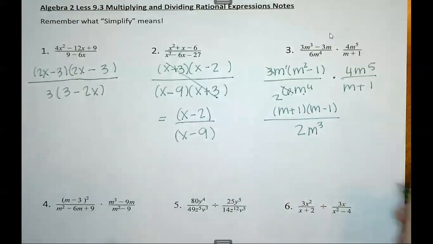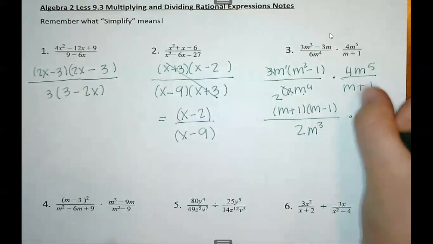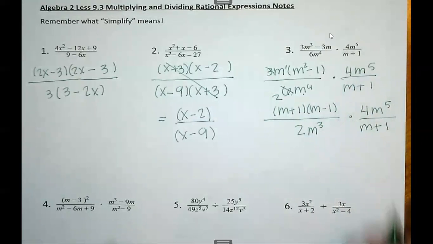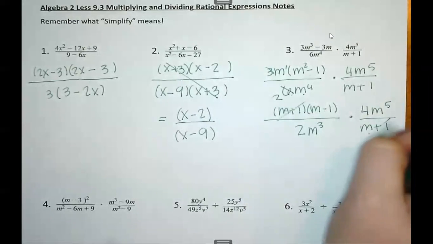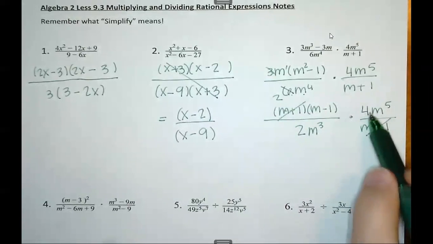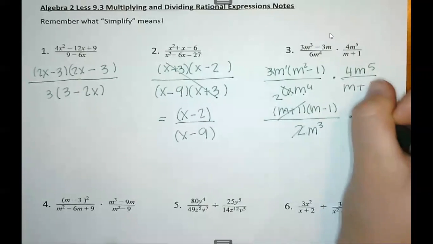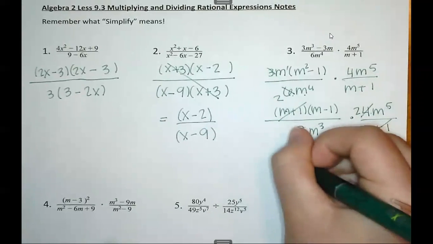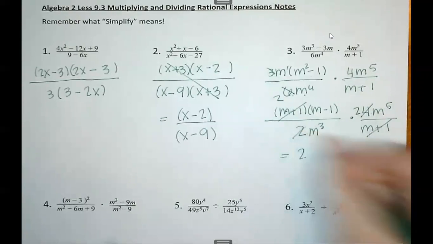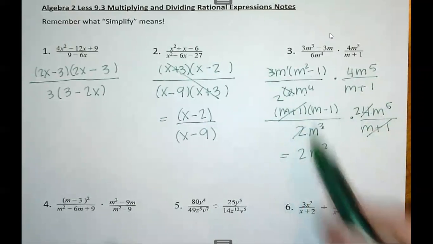Okay, and then we still have this being multiplied times 4m to the 5th over m plus 1. Well, now I have an m plus 1 in the top and an m plus 1 in the bottom, so those are going to divide out. And we have some stuff that can simplify here, right? 4 divided by 2, that's going to make this go away, and this just becomes 2. And then for my exponents, I've got 5 minus 3, which is 2. So we have this 2. 5 minus 3 becomes m squared. And we still have m minus 1.